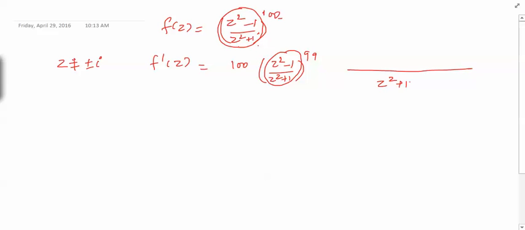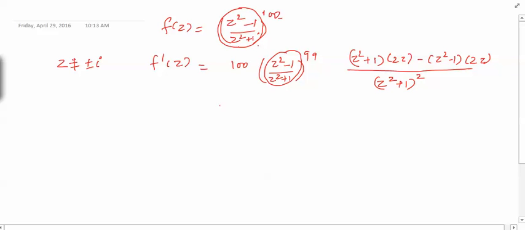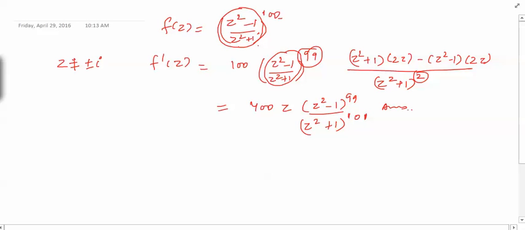So the derivative will be z square plus 1 whole square into z square plus 1 into 2z minus z square minus 1 into 2z, right? So you can just compute this thing. It will be 400z into z square minus 1 raised to power 99 upon z square plus 1 raised to power 101. You can check, yes, it will be 101, 99 from here, 2 from here. Okay, so this is your final answer, right?